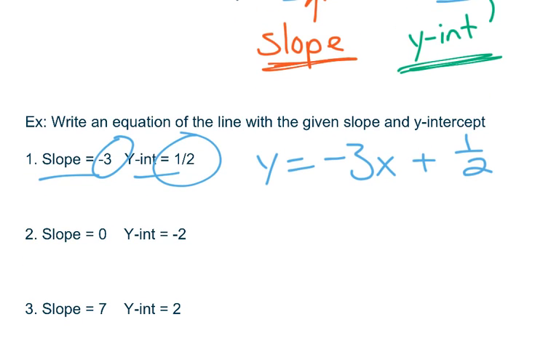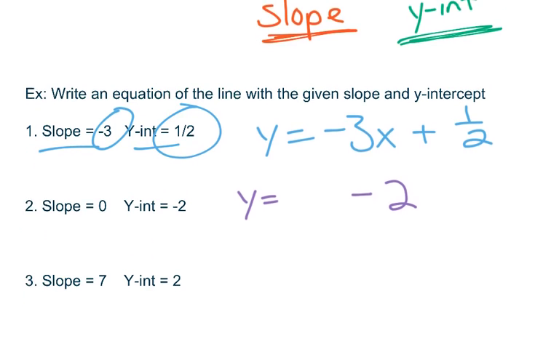If the slope is 0, we'll still plug it in. So y equals 0x, and then instead of plus -2, we can just write it as -2. But 0 times x is just 0. So really, if you have 0x, you can just erase that, not even write it. Your answer for number 2 is y equals -2. Just y equals -2. There's not going to be any x in there.